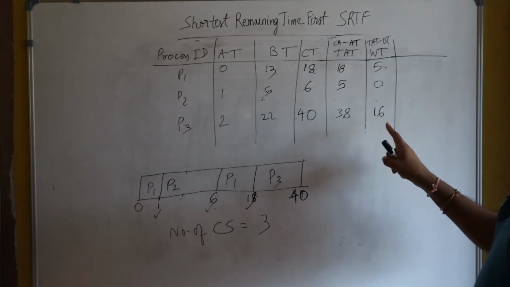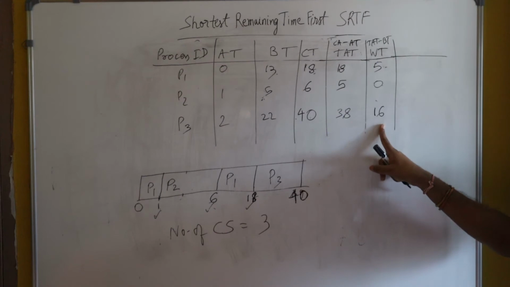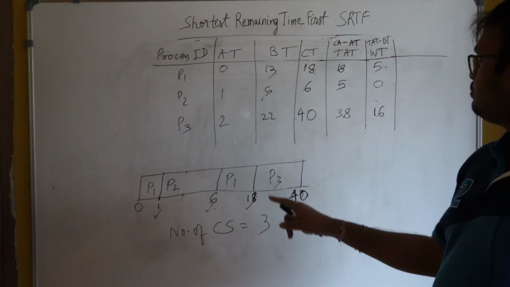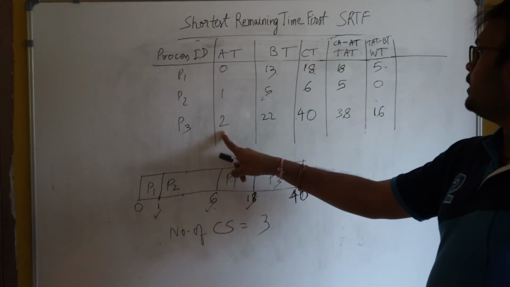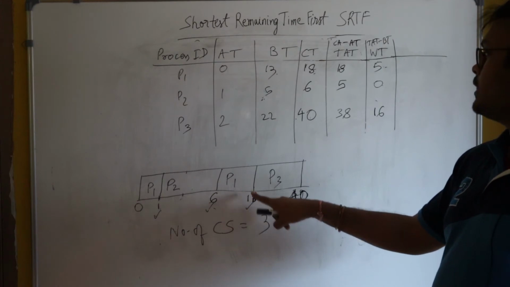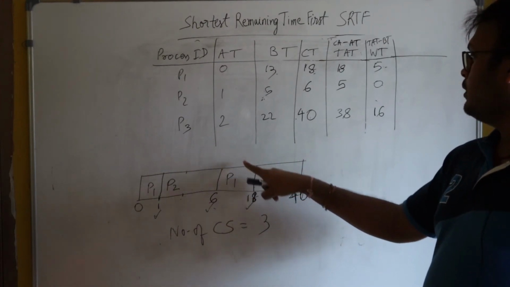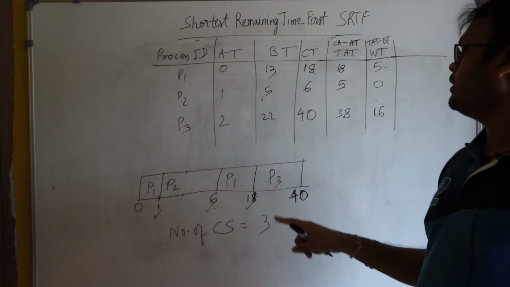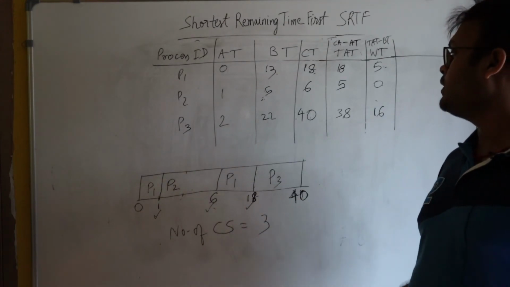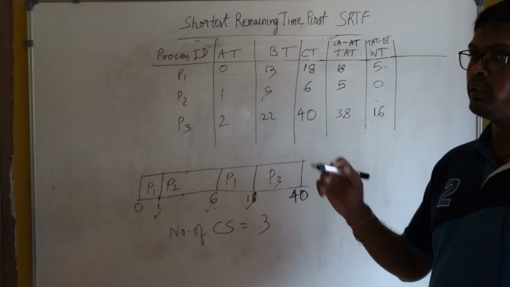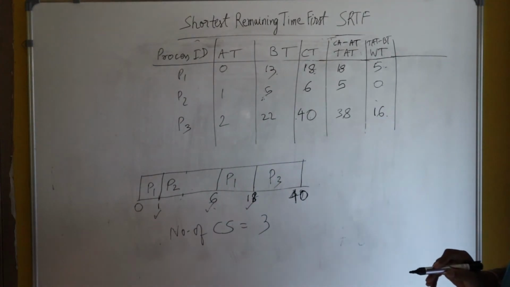Let's see why the waiting time of P3 is 16 seconds. P3 arrived at 2 seconds, but it waited till 18 seconds. So the waiting time is obviously 16 seconds, because after 16 more seconds it got the CPU. So the wait time is 16 seconds.